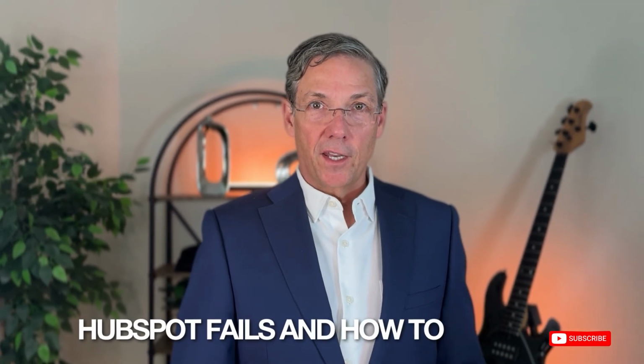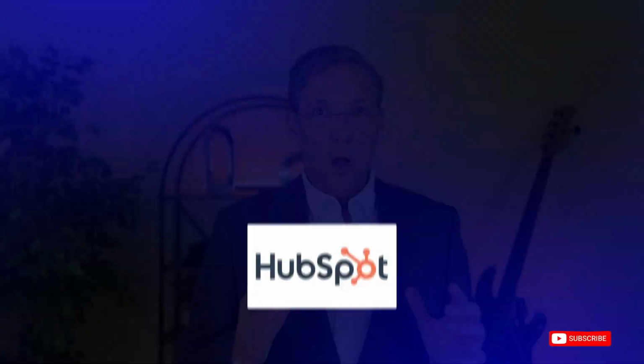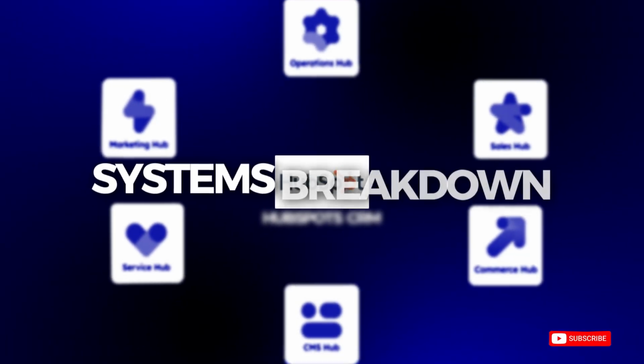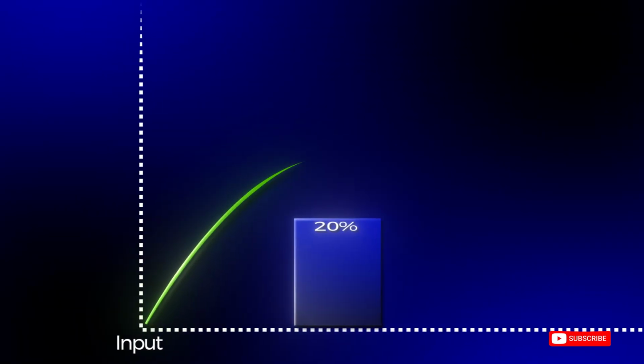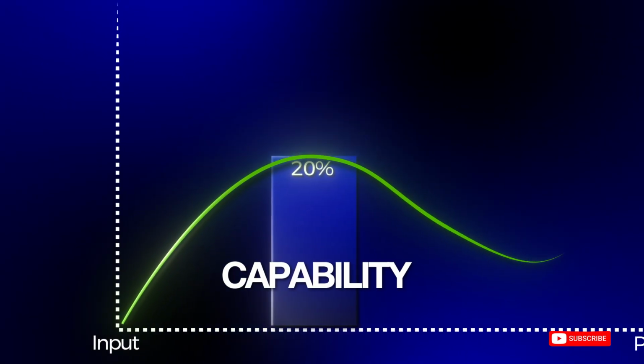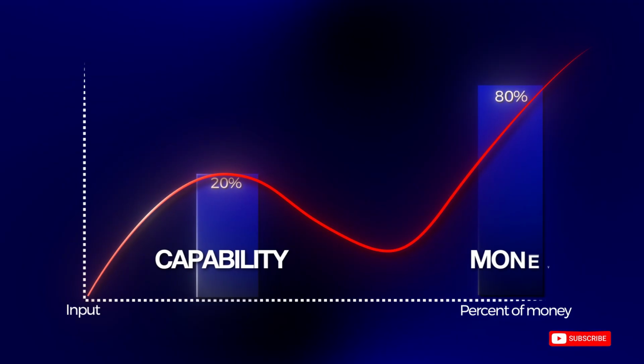HubSpot fails and how to fix them. This is going to be a HubSpot CRM systems breakdown. You see, HubSpot promises to solve all your marketing automation needs. But what they don't tell you is that most companies implement less than 20% of the capabilities, leaving 80% of the money on the table.